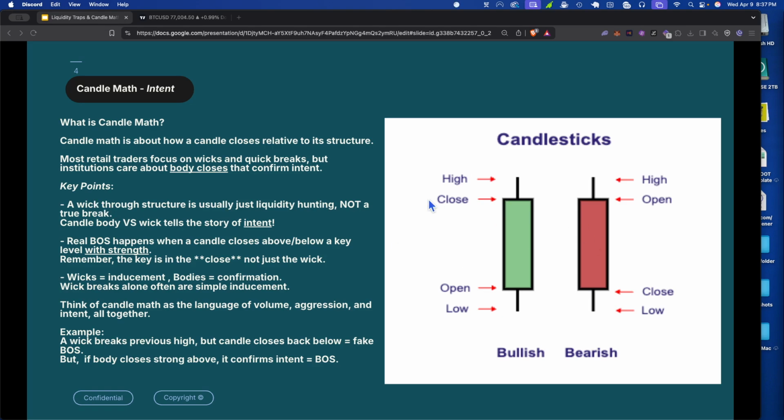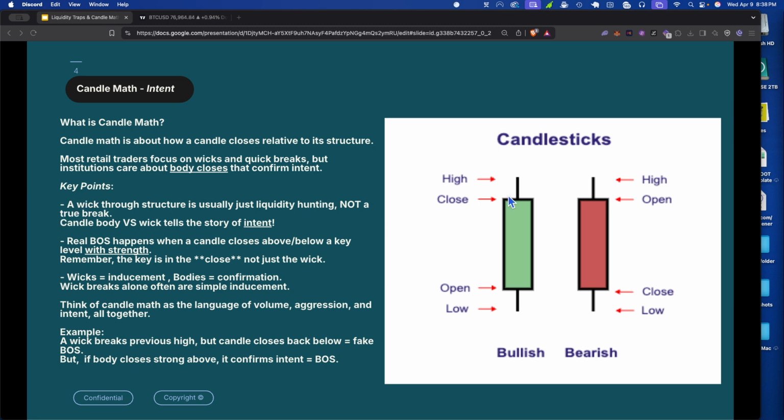A wick through the structure is usually just a liquidity hunt. Very important to understand. So wicks are very important, but what we want to do as smart money traders, and also as best practice, is really just focus on the closure of those candles. Obviously we can have candles from any time frame, from 1 second to 1 year, and every candle is going to be different. For the purpose of this session and this masterclass, we are going to be talking within the range of a 15 minute candle to perhaps a daily or a 3 day. That's the kind of range we're talking about here.